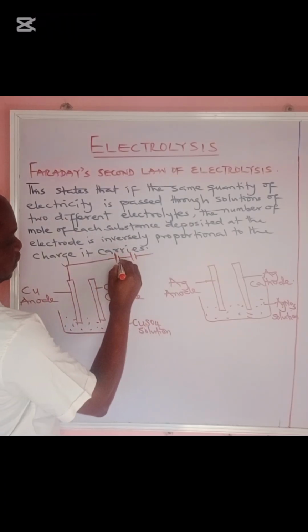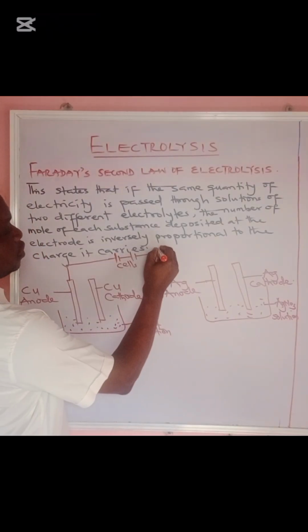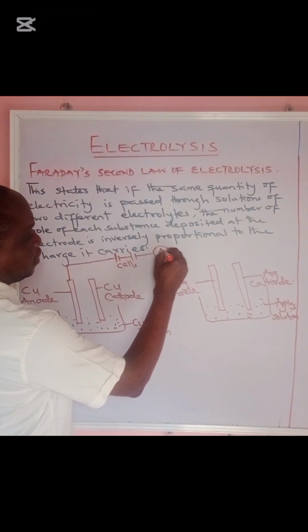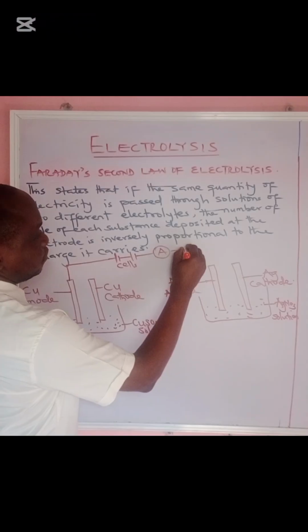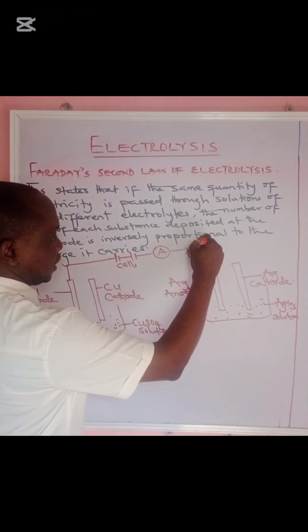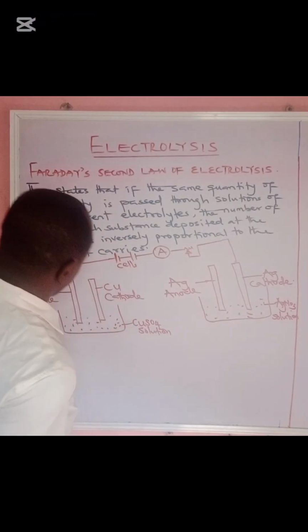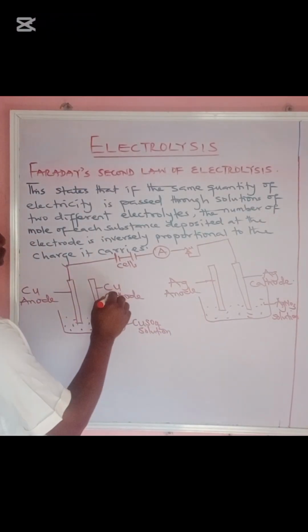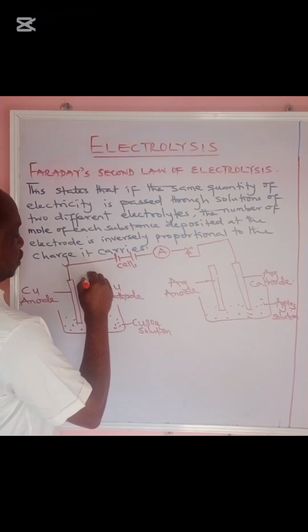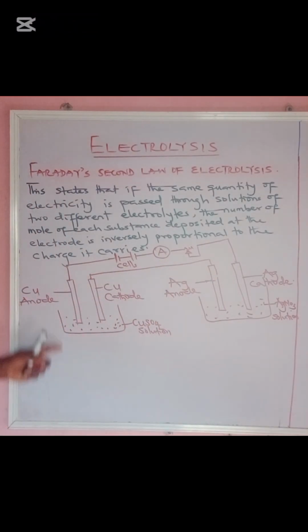This is cell. That is battery. You have the ammeter here. Then you have rheostat. Then connected to the cathode. So this cathode is also connected to the anode here, like that. That's the diagram. Meaning, if you pass the same quantity of electricity, that's the condition. Let's see mathematically now.